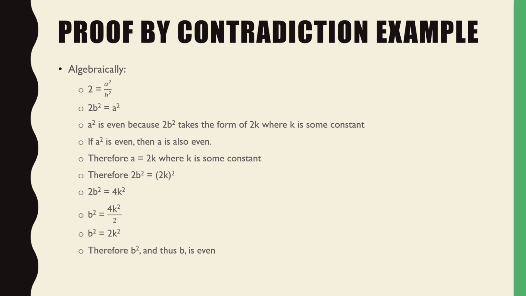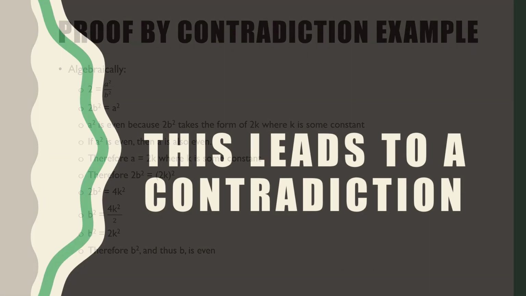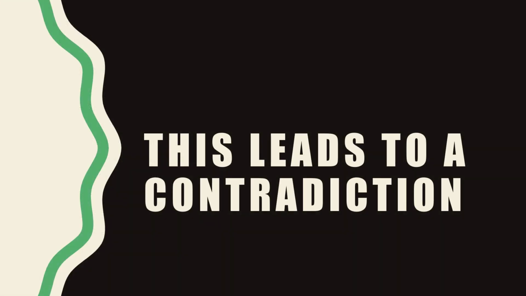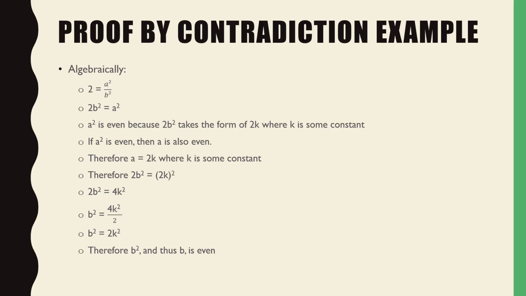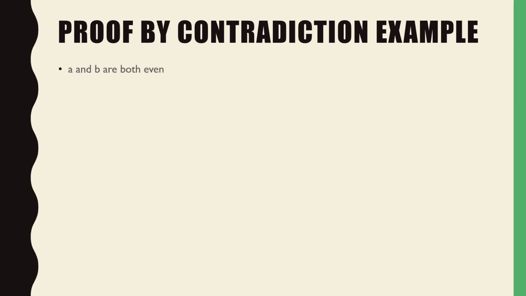Now, we're done basically with the proof. Just put the pieces together. What can we determine now? Okay, this leads to a contradiction. What is the contradiction? Our original claim was that A and B were not both even, but we just proved that they are both even. Okay, so A and B are both even.